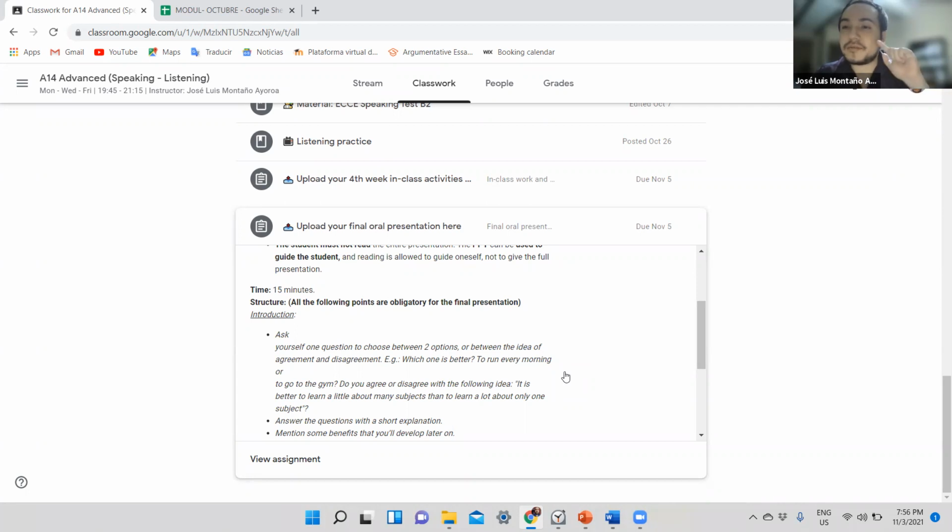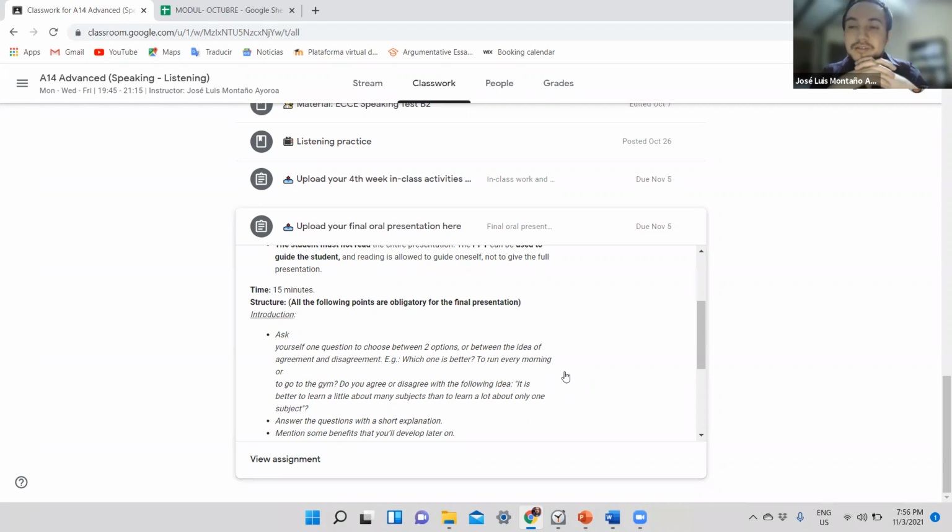So first you have to ask yourself one of two possible questions. First, to choose between two options, like this activity is better or this other one, this subject is better or this other one. Or a different question in which you have to show agreement or disagreement with one statement. The statement can be something like the following: do you agree or disagree with the following idea? This is the statement: it is better to learn a little about many subjects than to learn a lot about only one subject. That's an affirmative idea that we have.